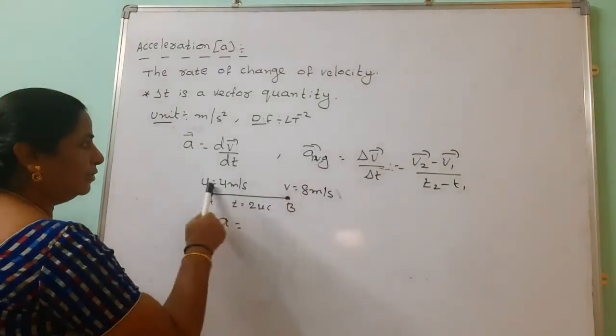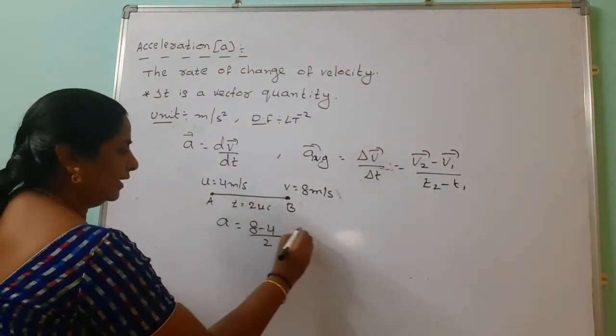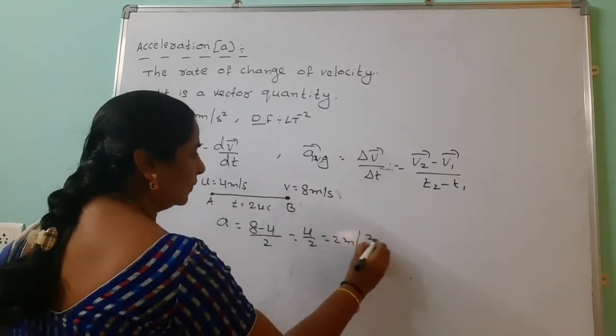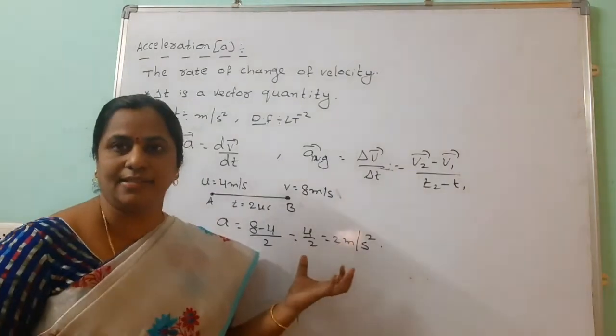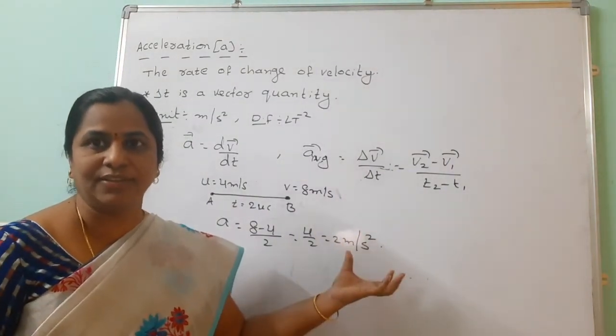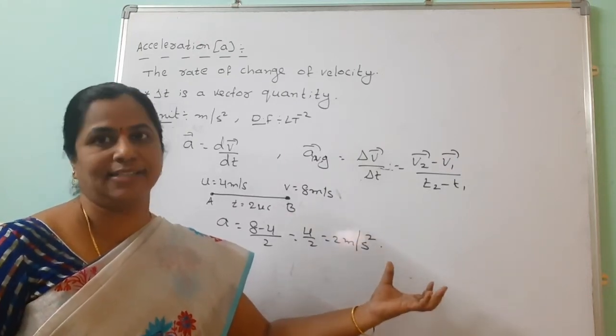Acceleration equals V minus U, change in velocity, 8 minus 4 by 2. You are getting 4 by 2, 2 meter per second square. So change in velocity is giving the acceleration. With the help of this we can find out the acceleration. Rate of change of velocity is also giving the acceleration.